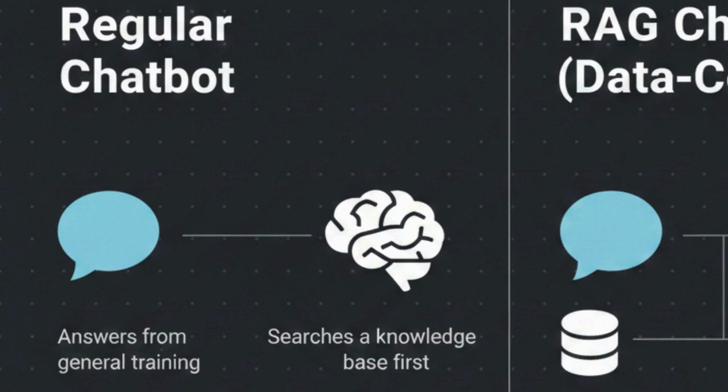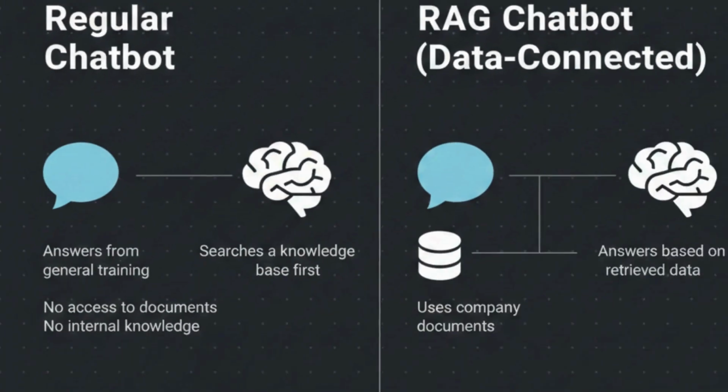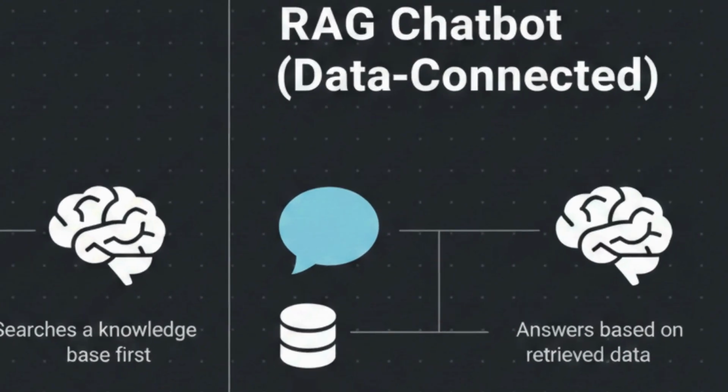That can be useful for general questions, but when the question is specific to a business, a contract, or internal information, this approach becomes limited. A RAG chatbot is data connected. Here, when the user asks a question, the process is actually pretty different. Before the AI responds, it first searches a knowledge base, usually company documents, PDFs, policies, or internal data. Only after relevant information is retrieved does the AI generate an answer.